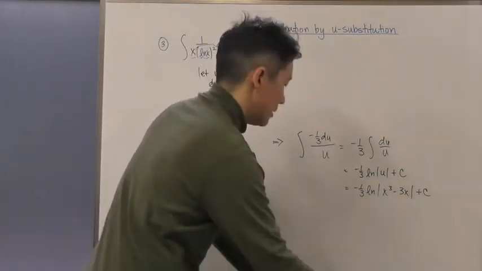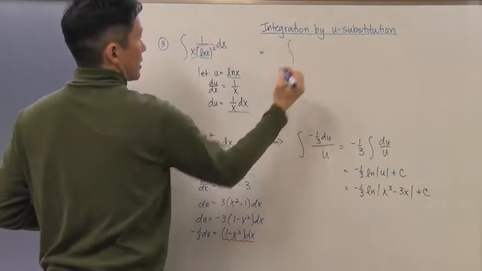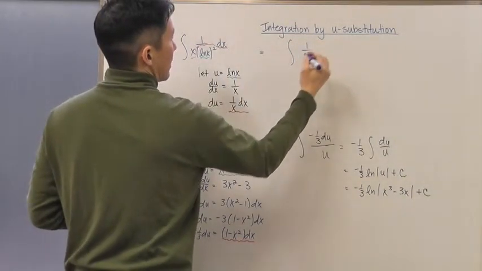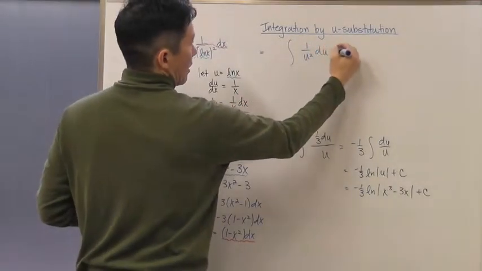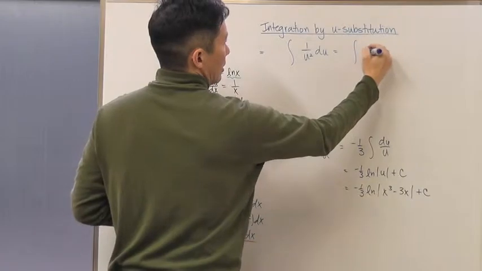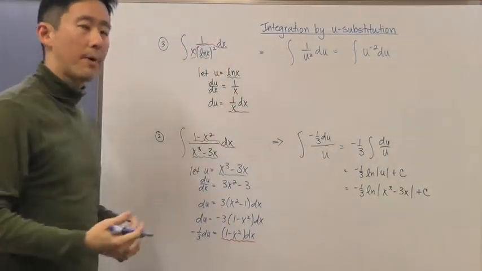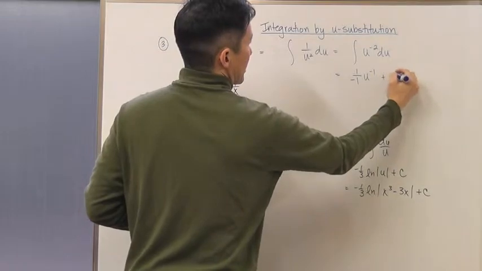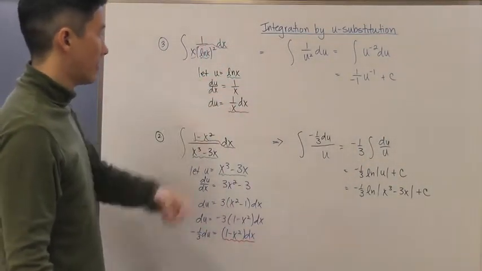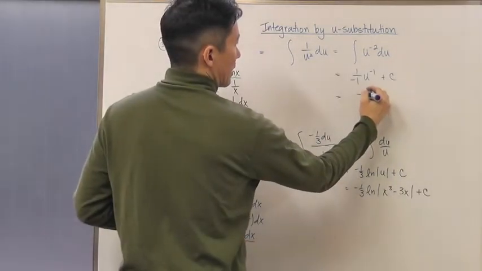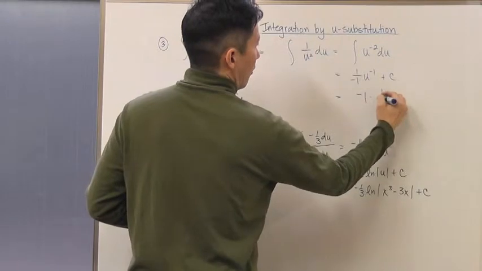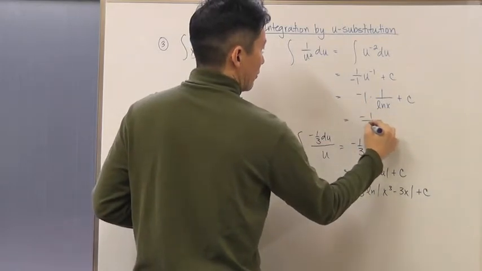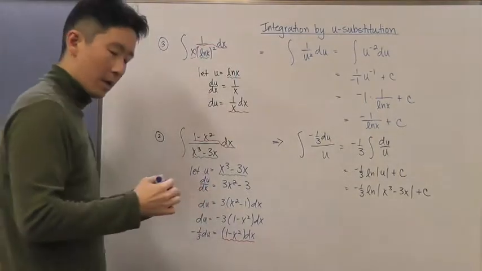So if I was to go ahead and change this into its u form, this is the same thing as the integral of, let's see here, we have 1 over u squared, and then that whole part is just d of u. Okay, so this is the same thing as the integral of u to the negative 2 d of u, and now I have to use the power rule. So that's going to be the same thing as 1 over negative 1 u to the negative 1 plus c, and then I just need to resubstitute in the value of x. So this is just going to be negative 1 times 1 over the natural log of x plus c. So we can just write this as negative 1 over the natural log of x plus c. Okay, and then you're done.